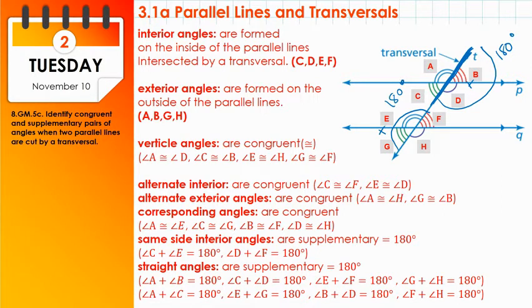So not just the parallel lines, but the transversal will also form straight angles, which are supplementary. When we hear the word supplementary, that means that the values of the angles, when I add them together, will total 180 degrees.